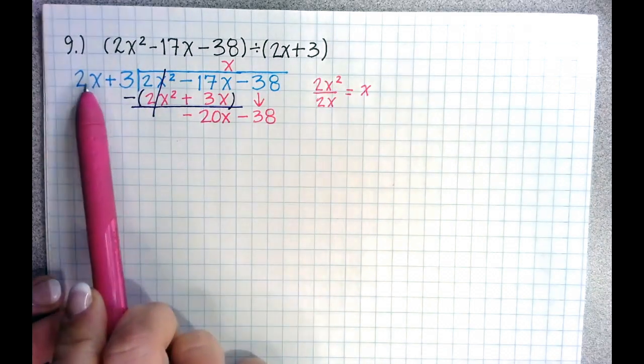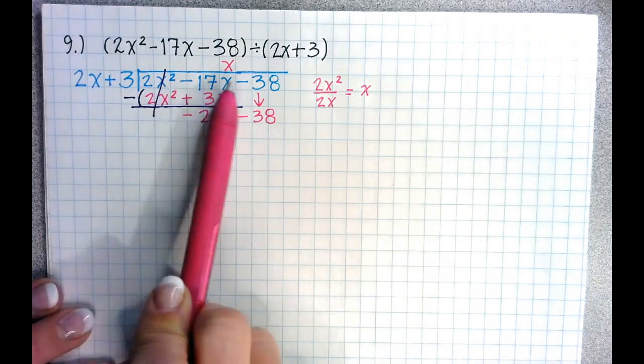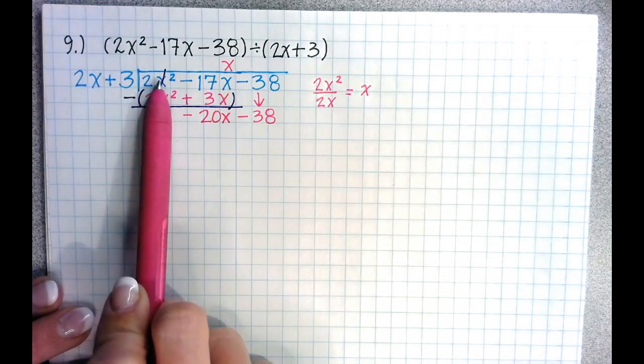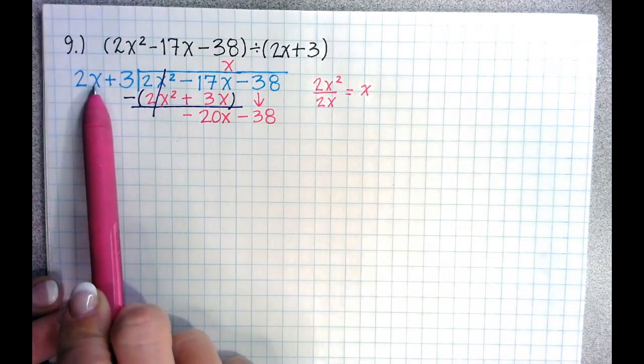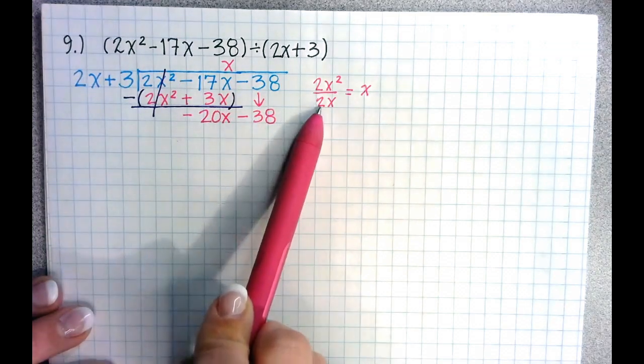Stop saying to yourself, 2x times what is 2x squared? Not really the best method, because when you start having fractions that don't divide evenly, you're going to be confused. Like, what if this was a 5 and this was a 3? You know, it gets awkward. So you're better off and more precise this way.